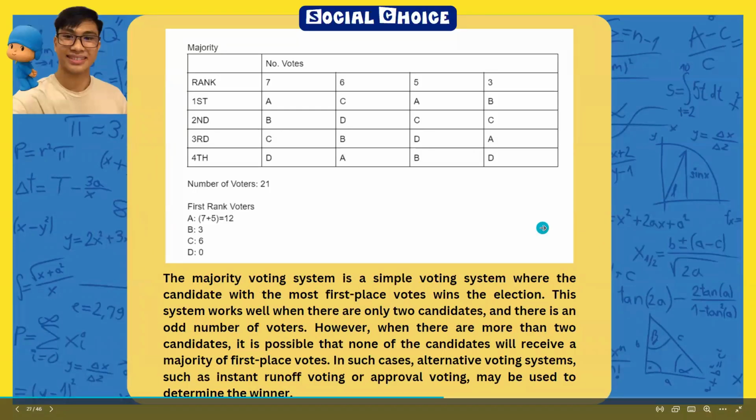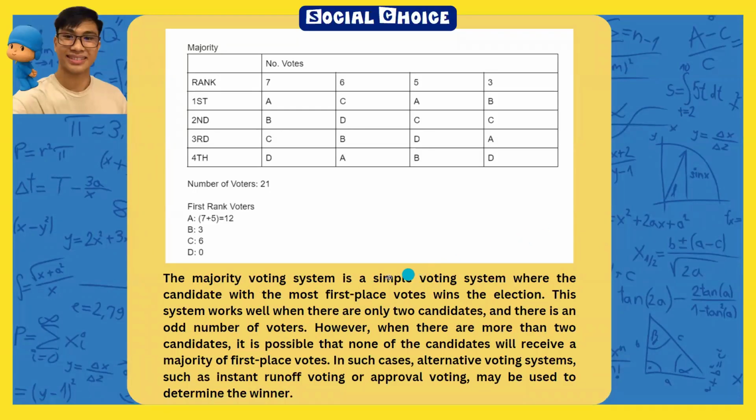So our first voting system is the majority voting system. So it is a simple voting system where the candidate with the most first place votes wins the election. So makikita natin dito, sino yung pinakamaraming first place votes dito? So si A may 7, si B 6, may C, si C 5.